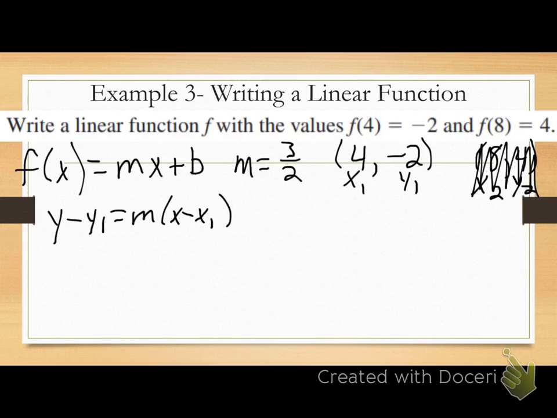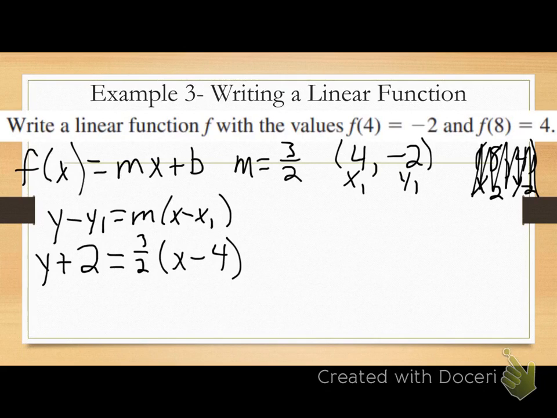Okay. So I get y minus what? Y minus negative 2, so it turns into y plus 2, right? If I do y minus negative 2, it's y plus 2. Equals, what's my slope? 3 over 2. Times what minus what? X minus 4, because 4 is my x value from my ordered pair. Questions there?